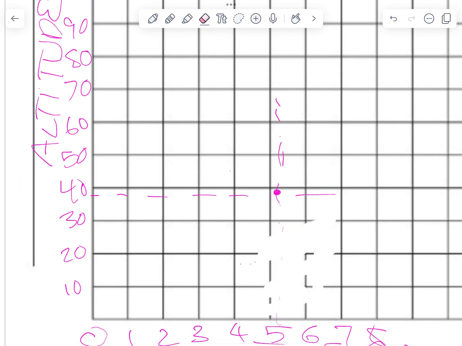No, that's not a line of best fit. That's just me showing you how I do this, okay? Now I'm going to go ahead and do another one.